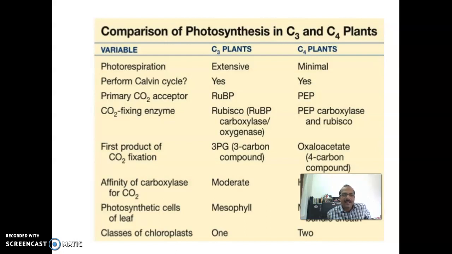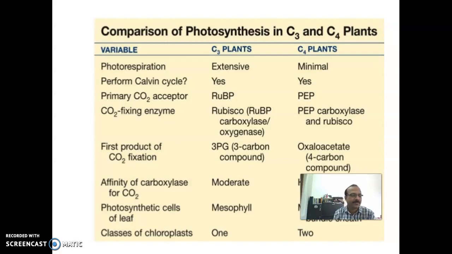Then perform Calvin cycle. C3 plants have the Calvin cycle, and C4 plants also contain the C3 cycle or Calvin cycle. Primary carbon dioxide acceptor in C3 plant is RuBP, that is ribulose bisphosphate. Whereas in C4 plant, it is phosphoenol pyruvic acid or phosphoenol pyruvate. Then the carbon dioxide fixing enzyme is rubisco, that is ribulose bisphosphate carboxylase oxygenase. But in C4 plant, it is PEP carboxylase. Okay, and also which contain rubisco.